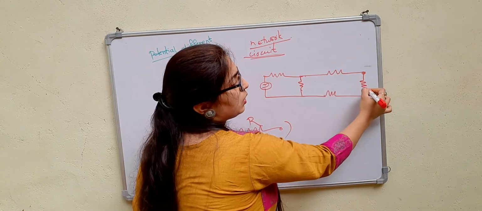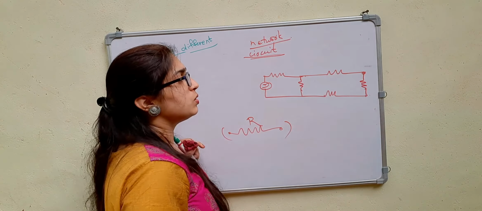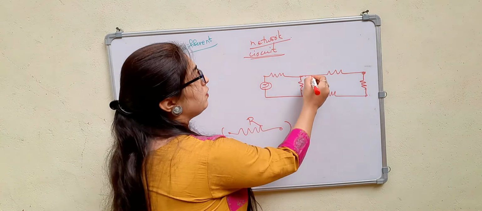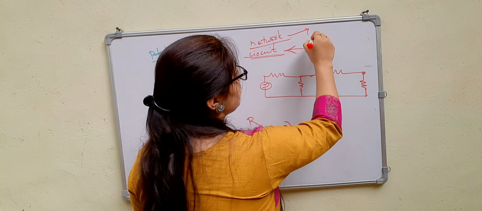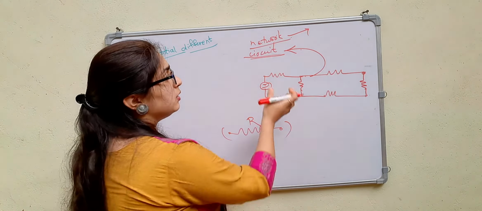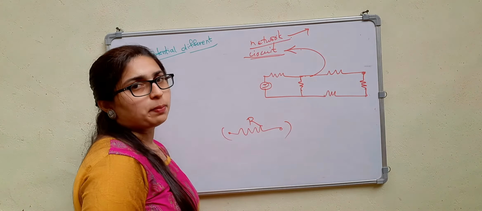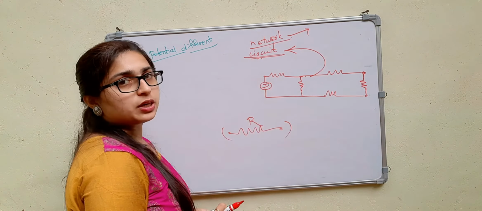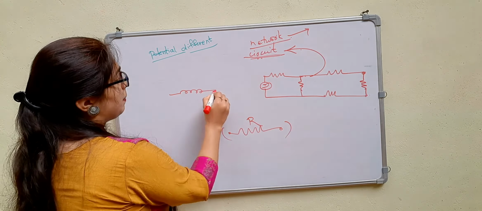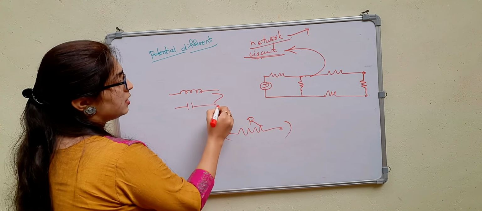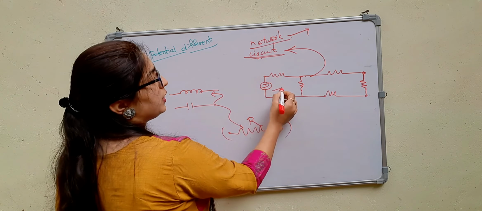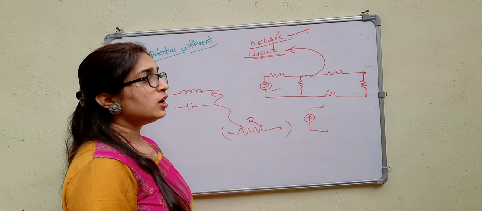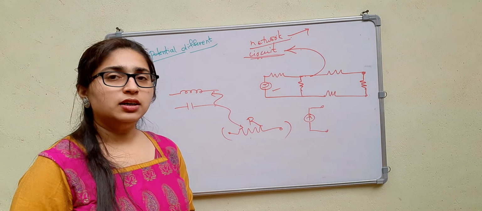But if it is closed, now there is a closed path, meaning the current is flowing through every element. That will be your circuit. Network means it can have an open path, but in your circuit there must be a closed path. Okay, there must not be any open path in case of circuits. So inductors, capacitors, resistors, these are all passive elements. Voltage source, current source, these are all your active elements. Okay, so we will be studying in detail in the next video.